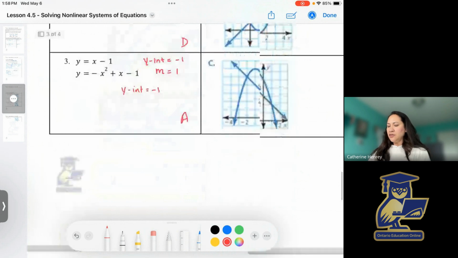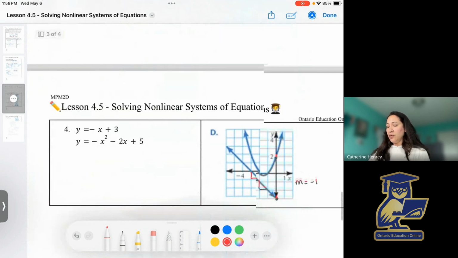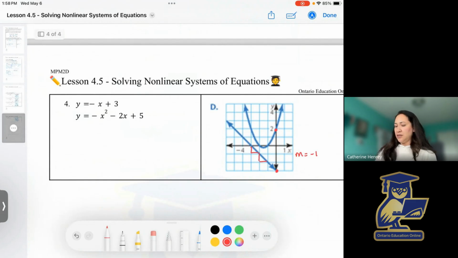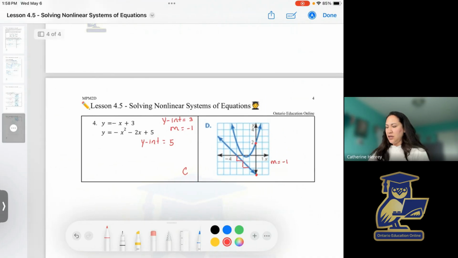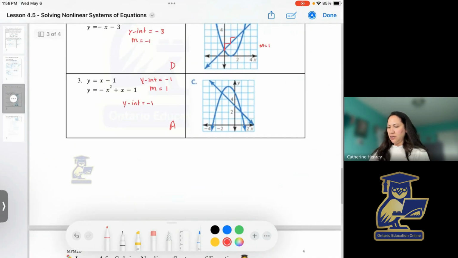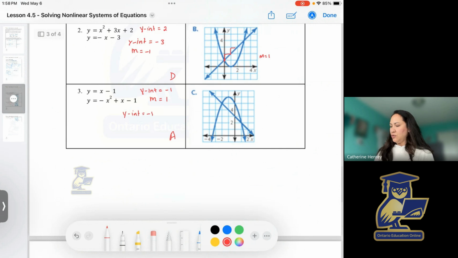So by process of elimination, obviously our fourth system must be C, but let's just double check. So the linear function has a y-intercept of 3, and we have a slope of -1, and then the y-intercept for the quadratic, or the parabola, is 5. So let's just go to C, and let's double check.